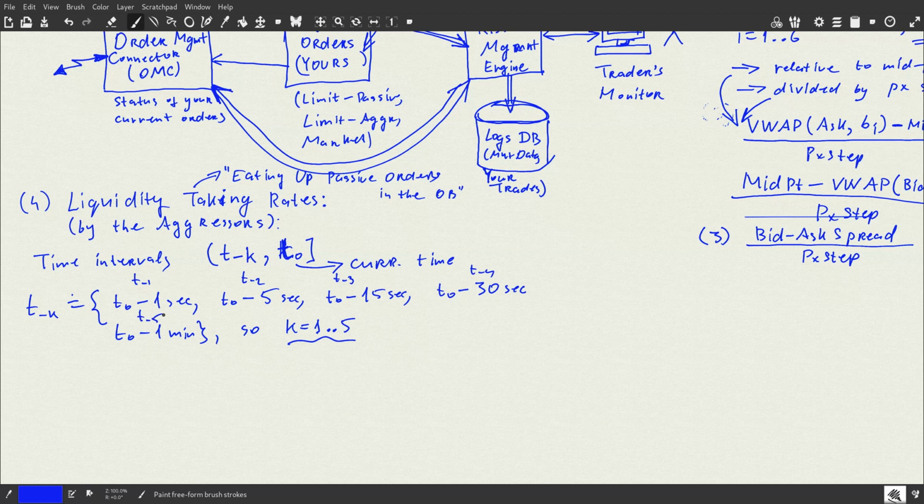Okay, then again, in the same way as we fix the bands, we fix those intervals. So for each interval t minus k to t0, we compute the total quantity of aggressive orders. Let me denote taking or aggressive by agar.